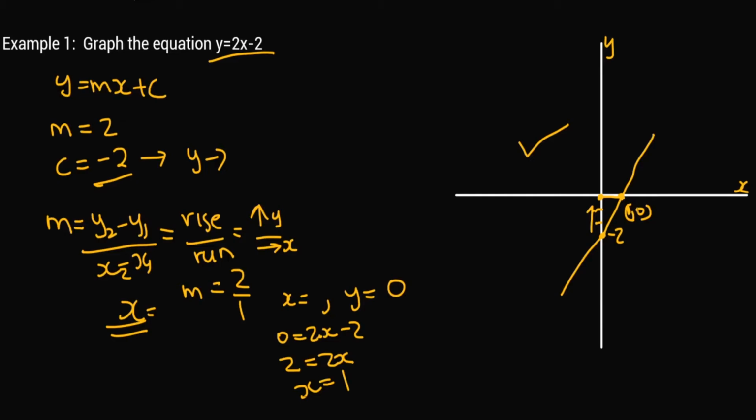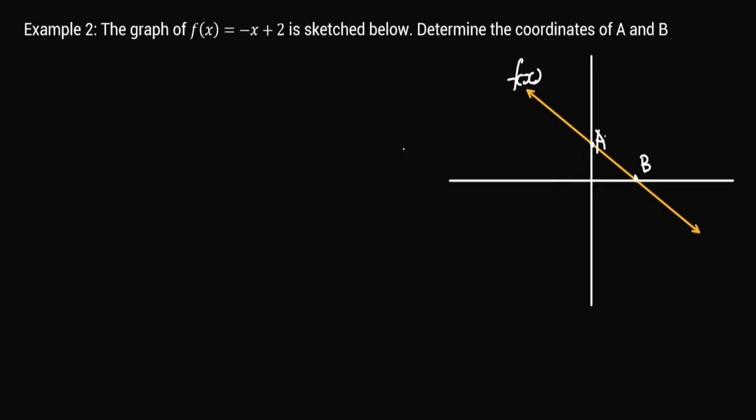So you are able to take your y is equal to mx plus c equation and take it to your graphical representation. Example number 2. You have your f of x equal to minus x plus 2. And the question is: determine the coordinates A and B. Because sometimes you'll be asked in a way that you'll be given the graph already drawn for you. Then you have to determine its points.